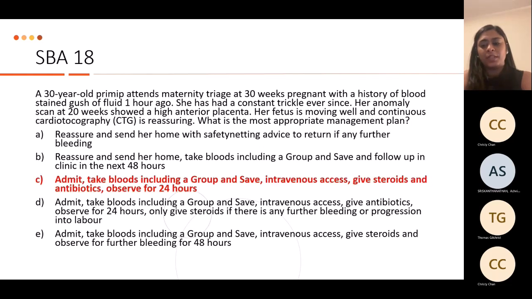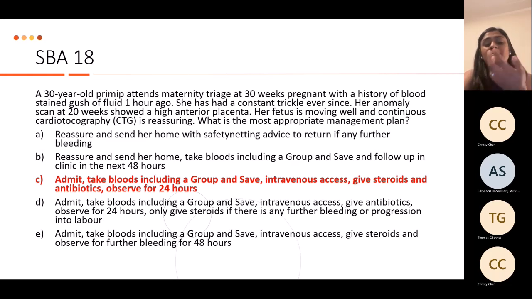Okay, so the correct answer here is C. I know you might be thinking, could this be placenta previa? But we know that she's got a high anterior placenta, so that most likely rules that out. It also talks about a gush of fluid, so that's very typical of rupture of membranes, and it's likely that she had a bloody show with this. That's why the question tends to be a little bit tricky, and it's trying to trick you into thinking this might be just bleeding.